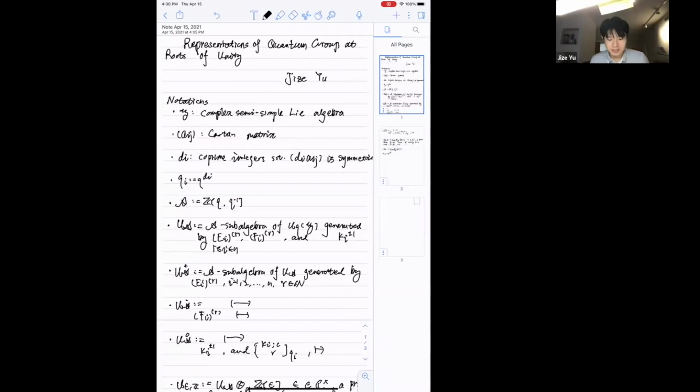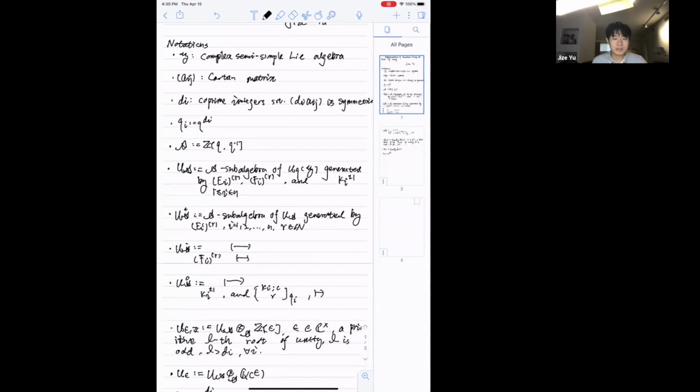Okay, thank you for the introduction. So today I'm going to discuss with you the representations of quantum groups at roots of unity. So let's start by looking at the notations that will be used in this talk. As usual, g will be a complex semisimple Lie algebra, and we denote by a_ij the Cartan matrix. And the d_i will be coprime integers, such that d_i a_ij becomes a symmetric matrix. And q_i will denote q to the power of d_i.